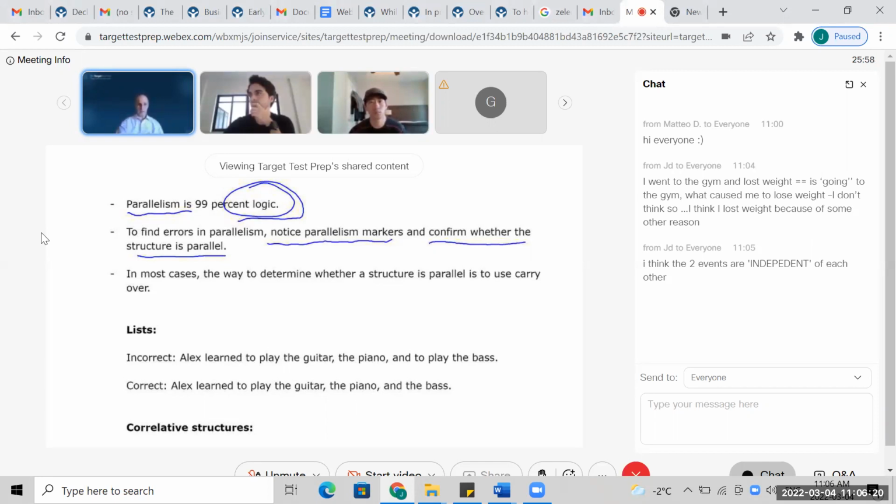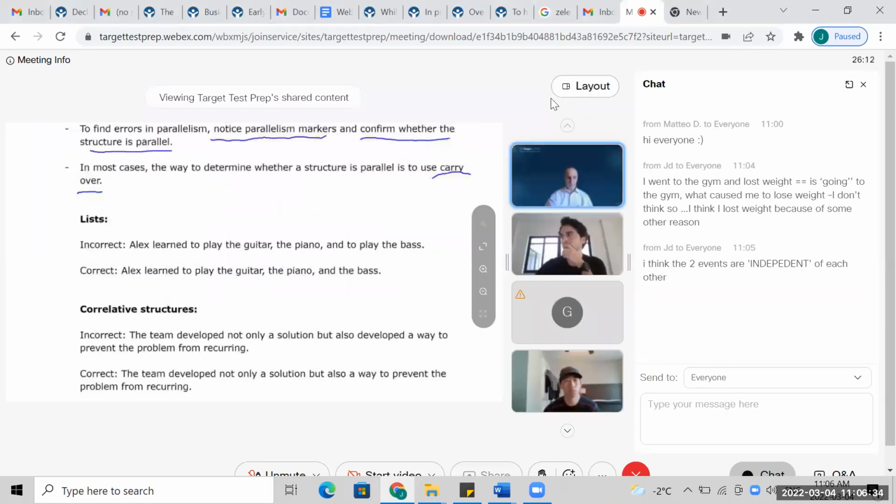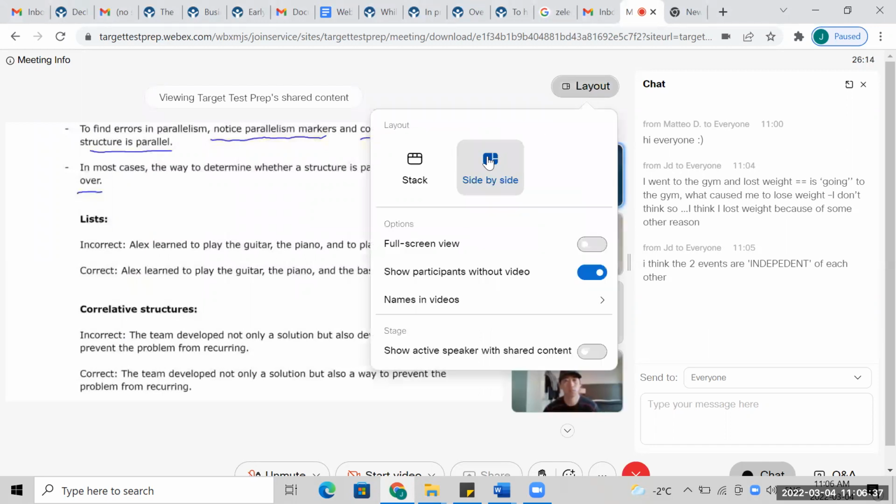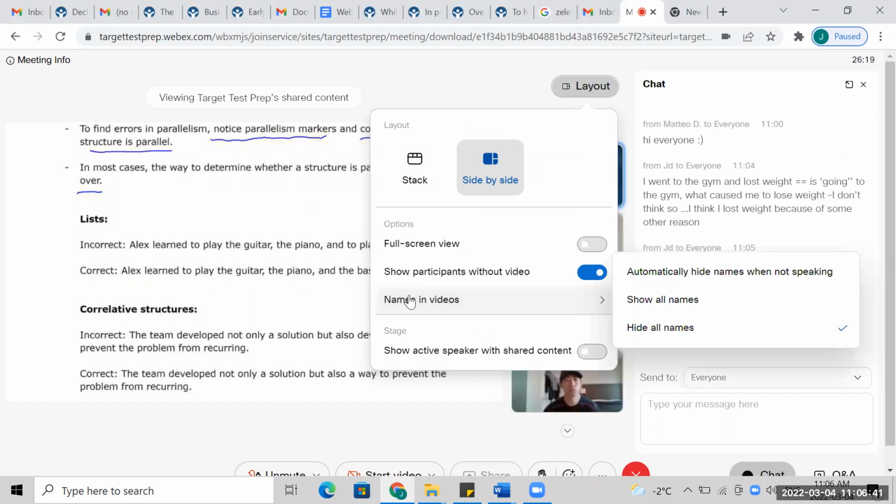So how do we know whether it's parallel? In most cases, the way to determine whether a structure is parallel is to use carryover. Now, we've all probably done this in our heads a little bit, but let's lay it out. There's 2 ways we need to look for carryover. One is in a list. And a list is a kind of parallelism marker.